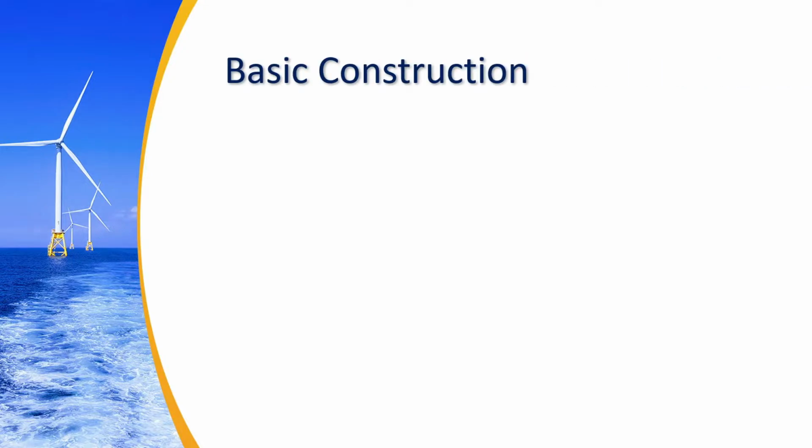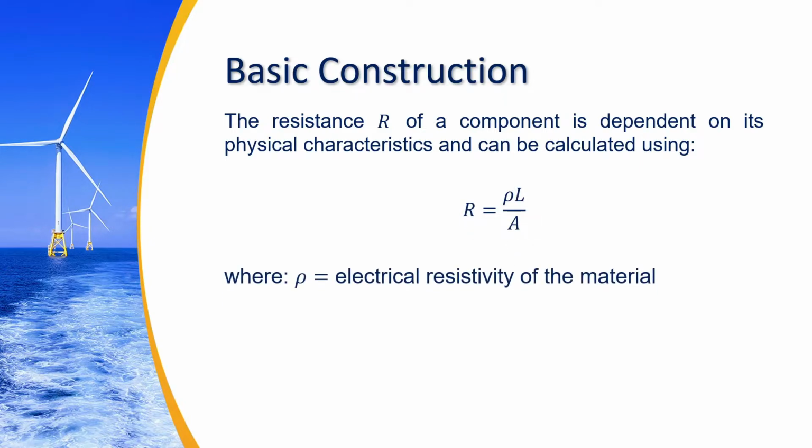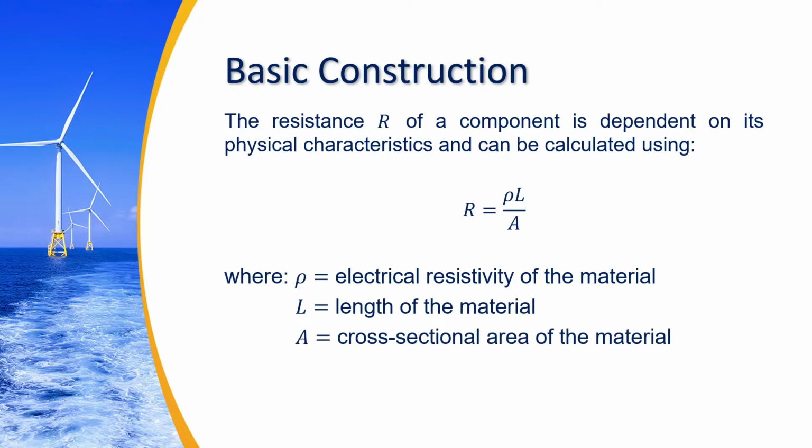So, basic construction ng resistor. The resistance R of a component is dependent on its physical characteristics and can be calculated using this formula, wherein yung ρ is tinatawag natin na electrical resistivity of the material. Yung L is the length ng material. Yung A is the cross-sectional area ng material.